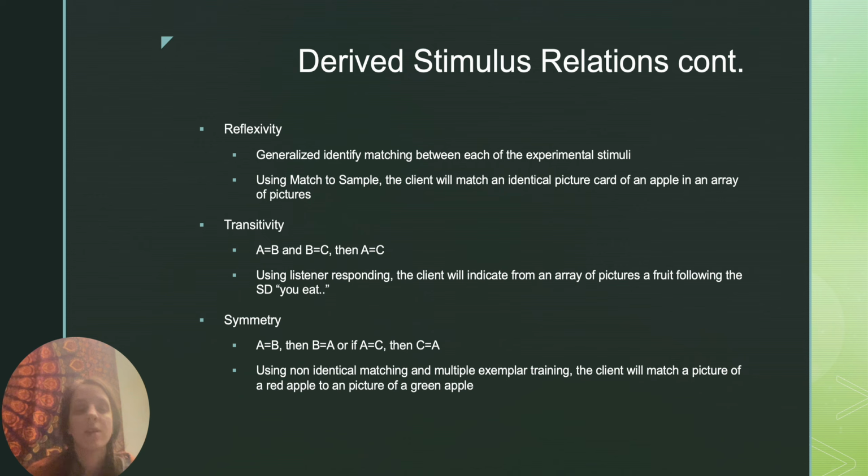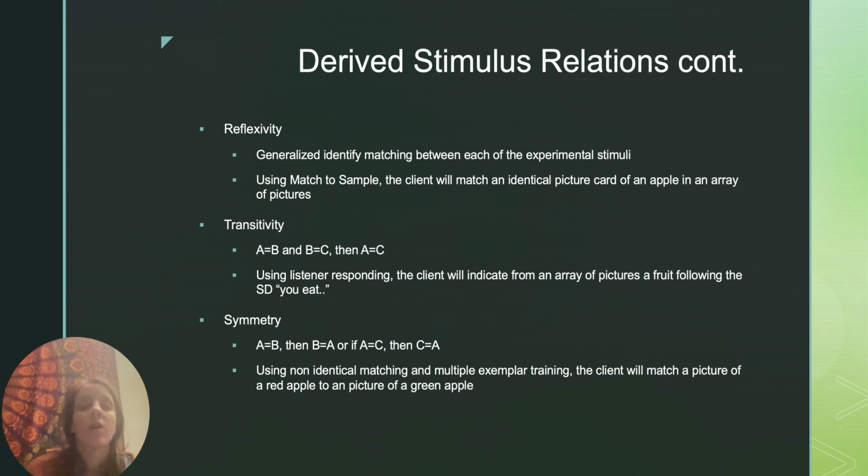Okay, and the last one is symmetry. The example is if A equals B, then B equals A. Alternatively, A equals C, then C equals A. So we teach this through non-identical matching and multiple exemplar training. So the client will match a picture of a red apple to a picture of a green apple. Both of them are apples. They're one and the same, but they're variations, right?